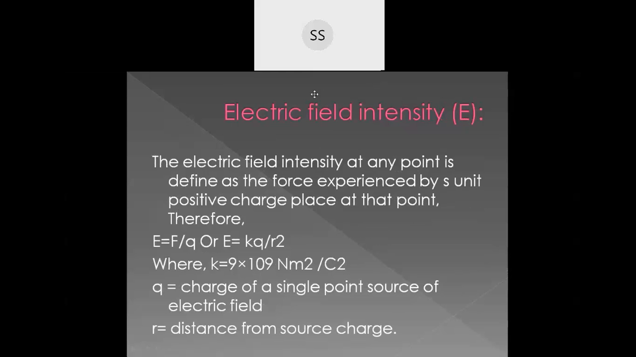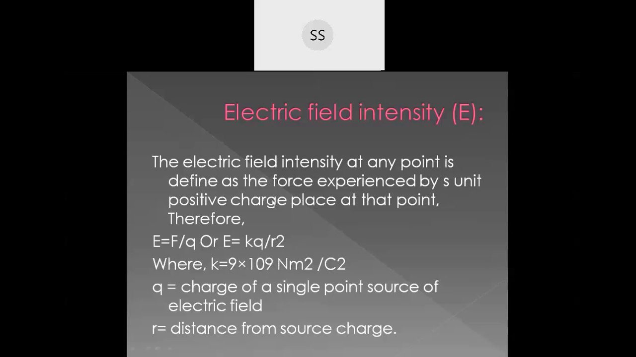Next topic, electric field intensity. Electric field intensity is denoted by the symbol E. The electric field intensity at any point is defined as the force experienced by a unit positive charge placed at that point. We know that the source charge can be positive or negative, and the test charge is always taken as a unit positive charge.